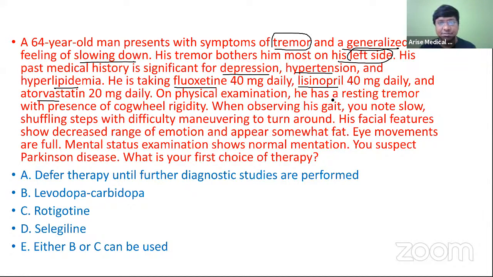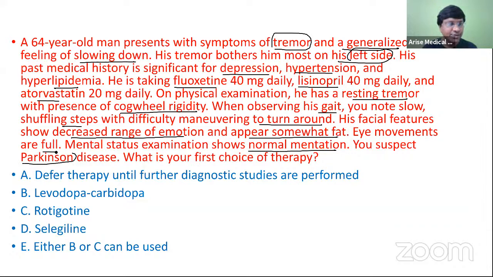On physical examination, he has a resting tremor with the presence of cogwheel rigidity. When observing his gait, you note slow shuffling steps with difficulty maneuvering to turn around. His facial features show a decreased range of emotions and appear somewhat flat. Eye movements are completely full. Mental status examination shows normal mentation. And what are you suspecting? You are suspecting Parkinson's disease in this patient.